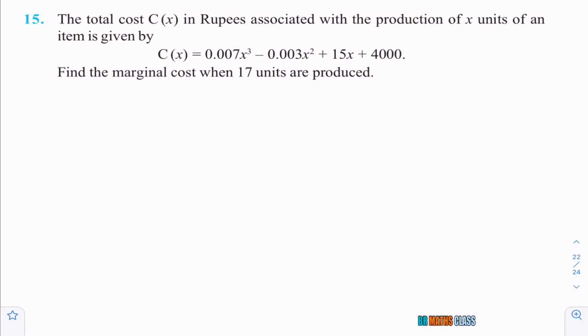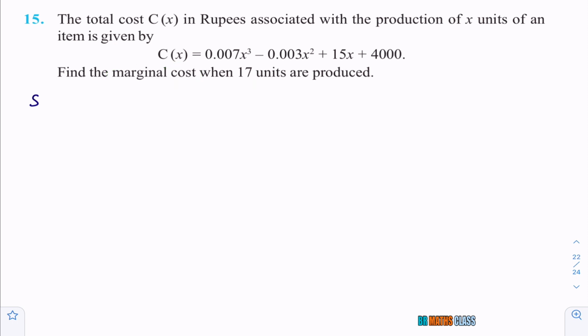A simple thing: the total cost is given, the cost associated with x units, this is C of x. Find the marginal cost when 17 units are produced. How will you calculate marginal cost? dc by dx. If C of x is the total cost, then dc by dx is known as the marginal cost. So to calculate the marginal cost, we need to calculate dc by dx when x equal to 17.